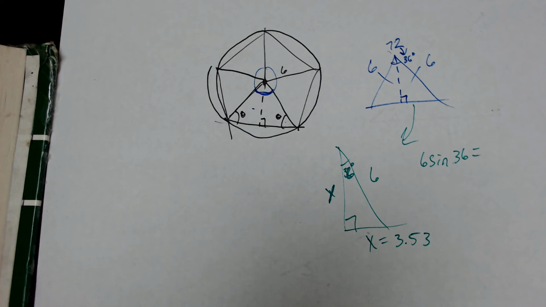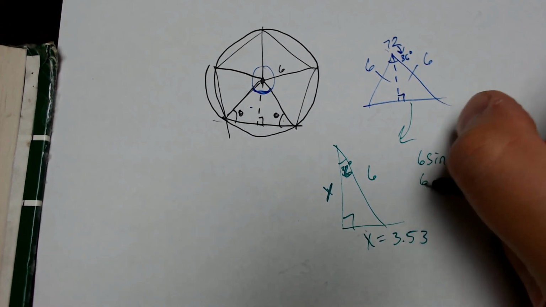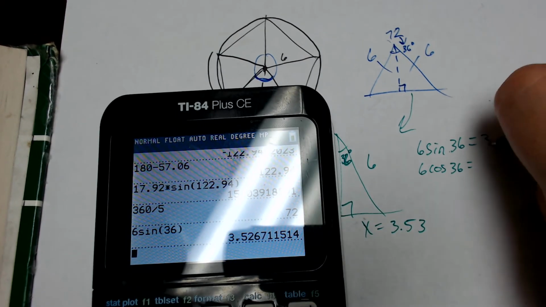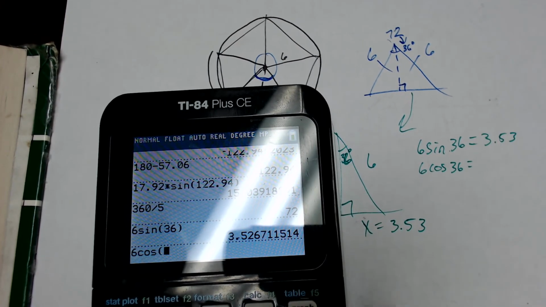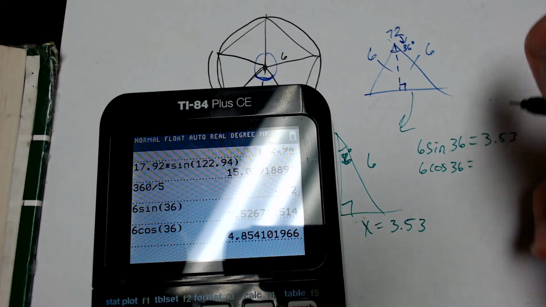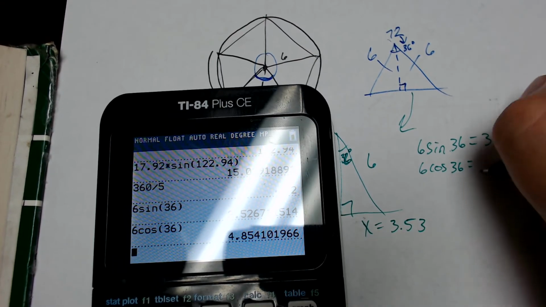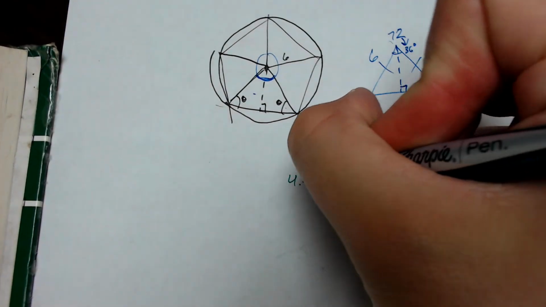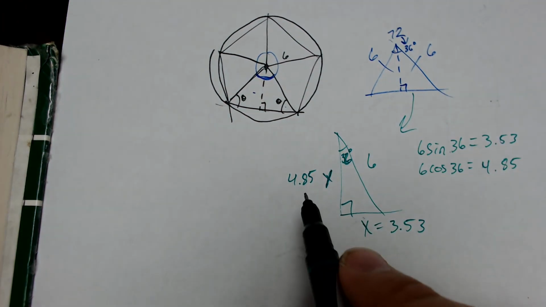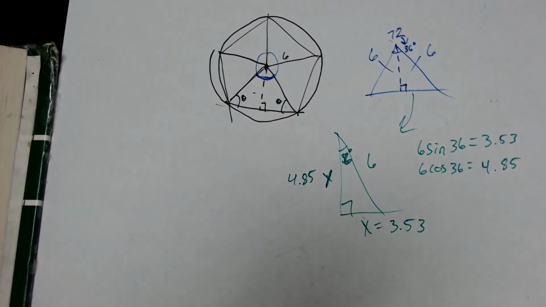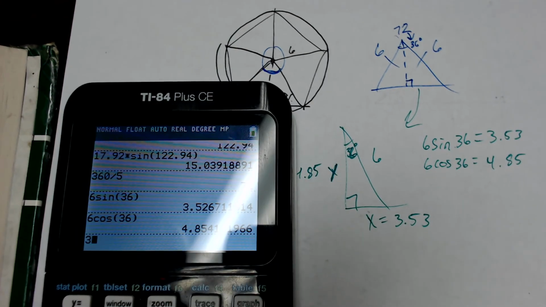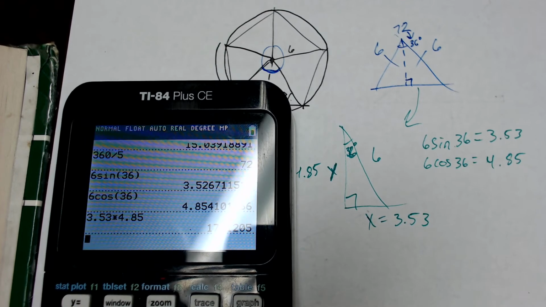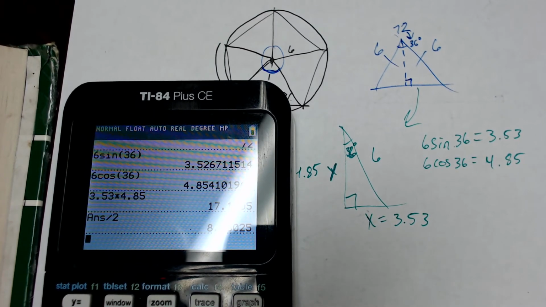All right, and then I've got to figure out the height. So that's going to be 6 times cosine of 36 degrees. 6 cosine 36, I get 4.854, which is just 4.85. Now that I have the base and the height, I can figure out the area of this triangle. All I have to do is take 3.53 times 4.85, divide that by 2, and I get 8.56.